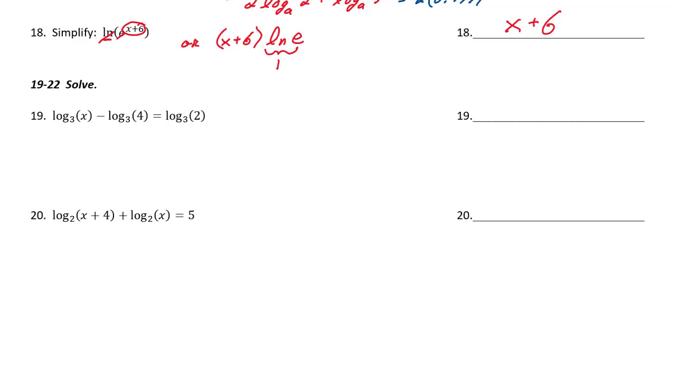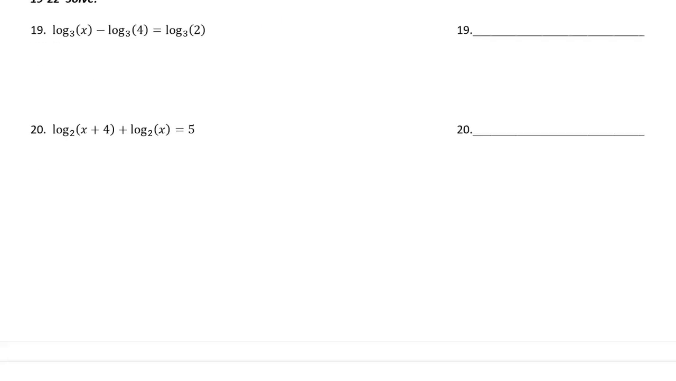All right, on numbers 19 through 22, it just wants us to solve. So I'm going to scroll back down. So the instructions are just barely off the screen. That's why I scrolled back up for just a second. But I just would need to solve for whatever x is.